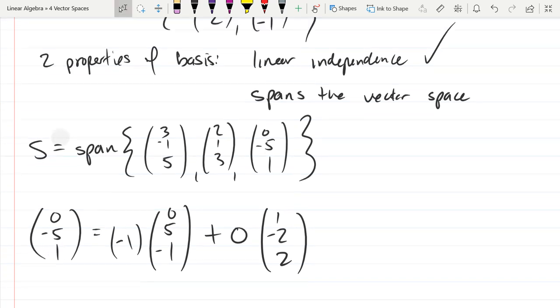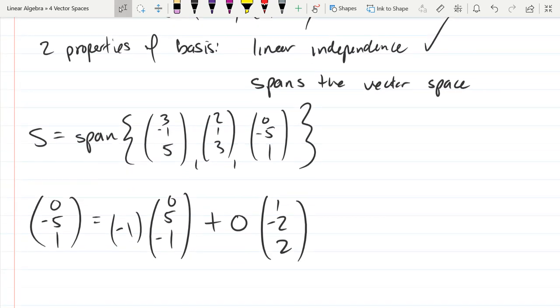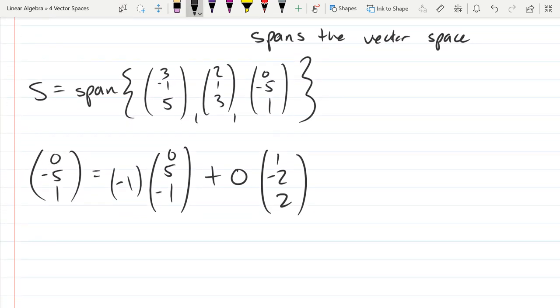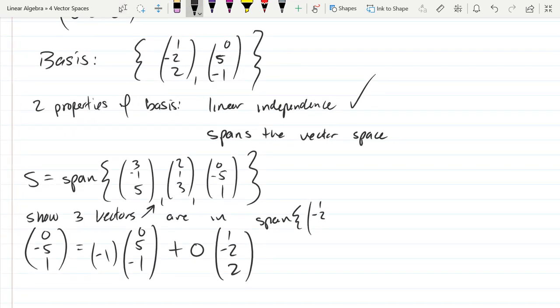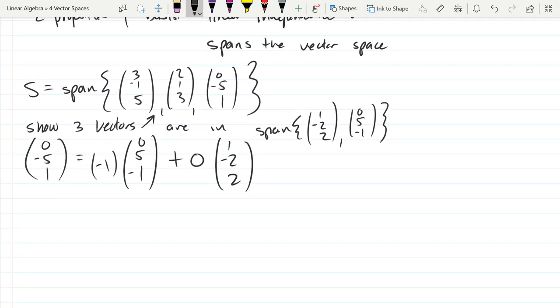Let's look at that 2, 1, 3. How in the world can we get that? We want to show the three vectors above are in the span of our basis, which is 1, negative 2, 2 and 0, 5, negative 1. So we just showed our third vector is in there. Now we're going to go with the 2, 1, 3. These are going to be a little bit more tricky.